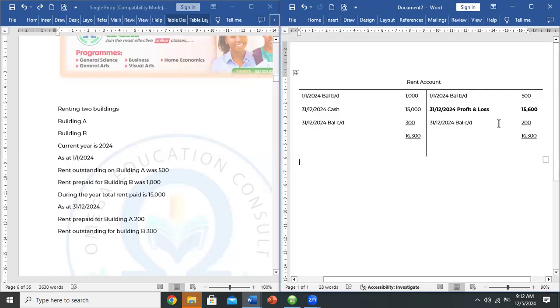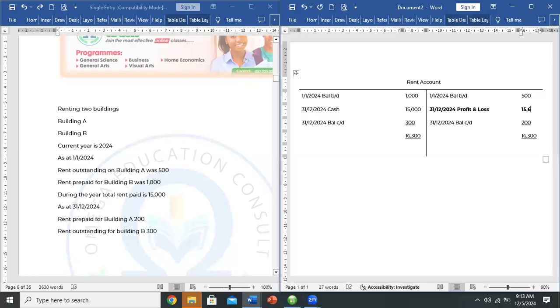Okay, but in balancing, let me erase it so that you don't get confused. If you are balancing an account, you get your totals. So the totals will be 16,300 and this side will be 700. So the difference is what we put here to balance it, and that's 15,600. Okay? So when you are done, you bring your carry downs. This carry down here at the credit side, 200, will come down 1st January 2025, balance brought down 200, and then 1st January 2025 balance brought down 300.